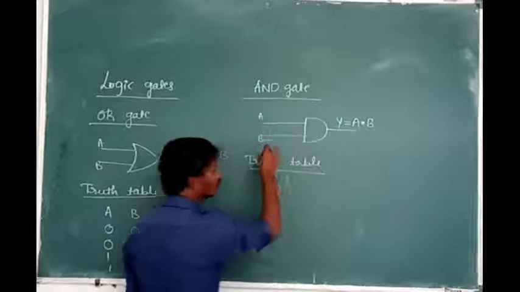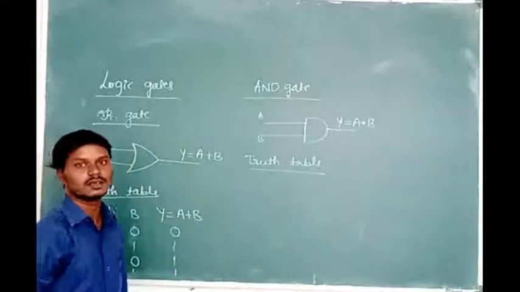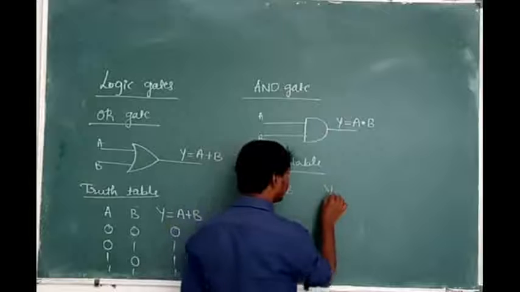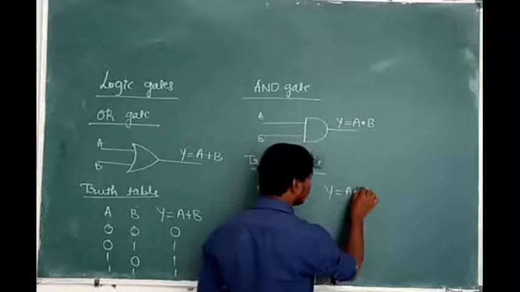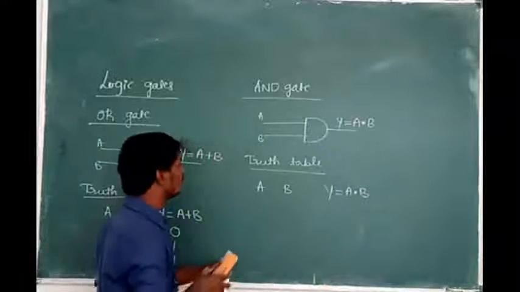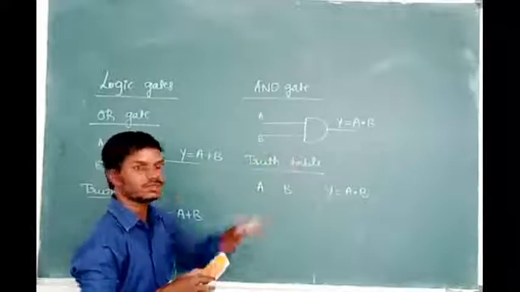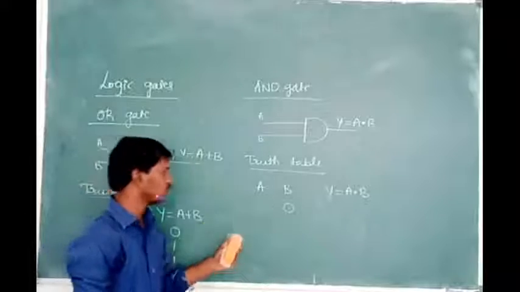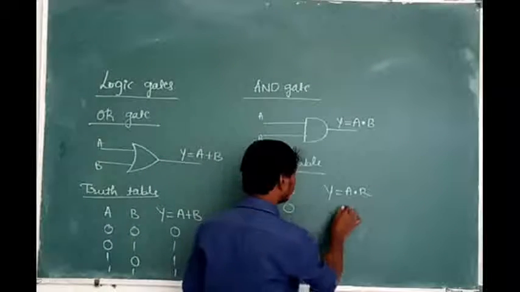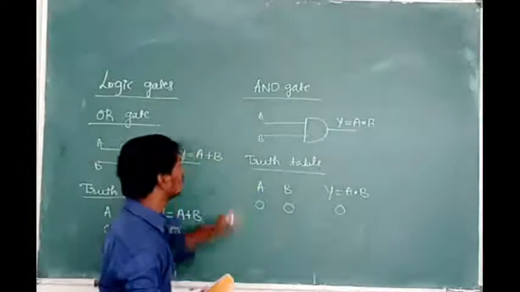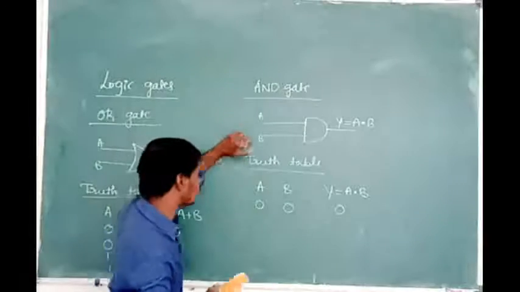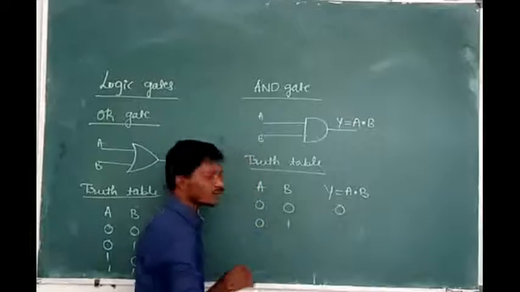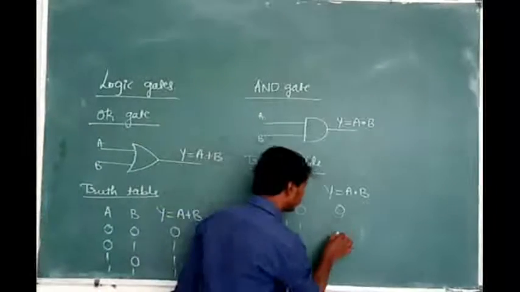Here there are two or more inputs but only one output. A and B are the inputs and Y is the output, written as A AND B. If A and B are both low, meaning 0 and 0, then 0 and 0 is again 0. Next, if A is low, taken as 0, and B is high, taken as 1, then 0 and 1 is again 0.